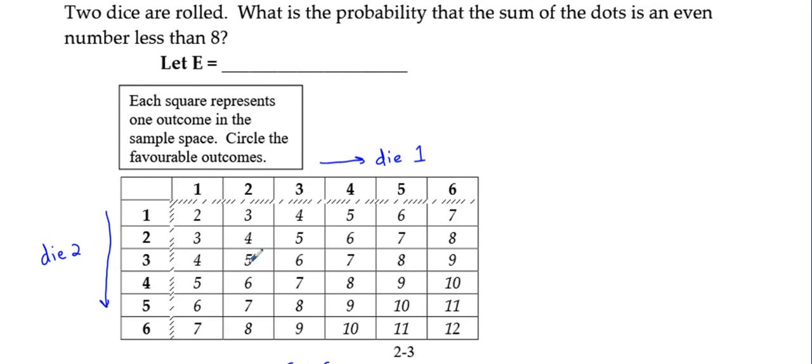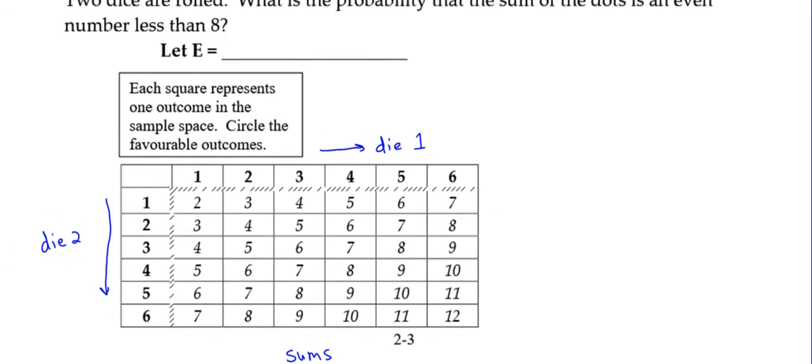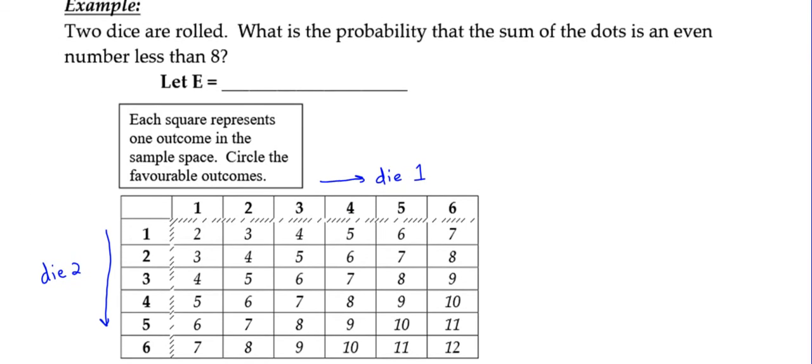So for instance, this 5, you rolled a 2 on the first die and a 3 on the second die. So that's where you got a sum of 5. So all the numbers in the middle are the sums of the two dice. So that's the way a dice chart works. So in this example, two dice are rolled. What is the probability that the sum of the dots is an even number less than 8?